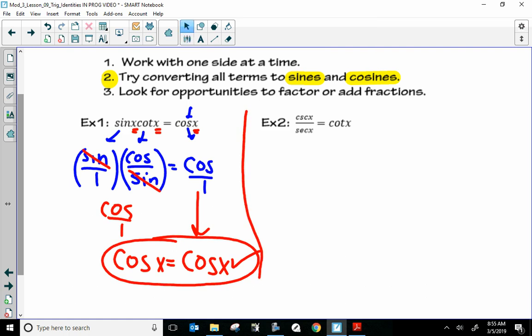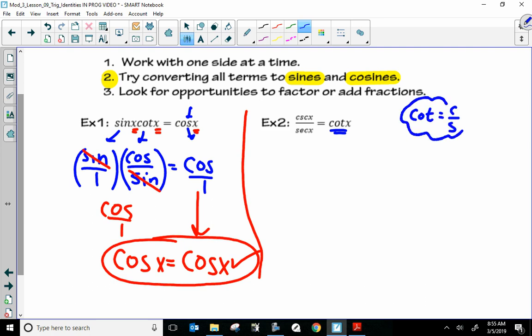Let's look at this next one. Example 2. Nothing is in sine or cosine form. But this is going to equal cotangent, so I'm going to leave the right side alone and try to get the left side to equal cotangent. Cotangent is cosine over sine. So if I can get the left side to equal cosine over sine, then it equals cotangent.